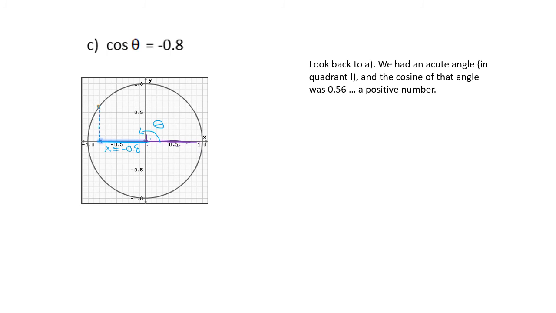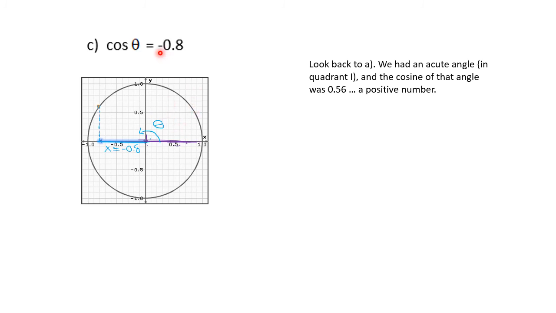Look back to question A. We had an acute angle in quadrant 1, and the cosine was a positive number. Remember our answer for part A? I think we got 55 degrees or 56 degrees. In that case, we were in quadrant 1, right? So we got a positive answer. We were given 0.56, but we were in quadrant 1. So our 0.56 was a positive number. This time we have a negative number. So when our x is positive, we're going to draw a triangle in quadrant 1, so we should expect our angle to be acute.